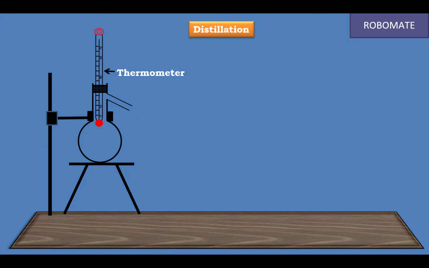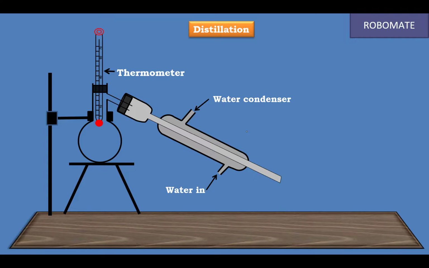Then we have something called, this is very important. This is known as a condenser. And the condenser was prepared by a scientist. His name was Liebig. So it is the Liebig condenser. Achha, what is the role of this condenser?